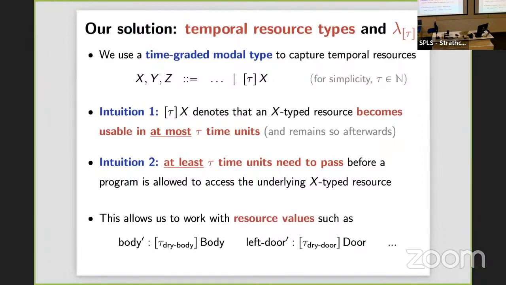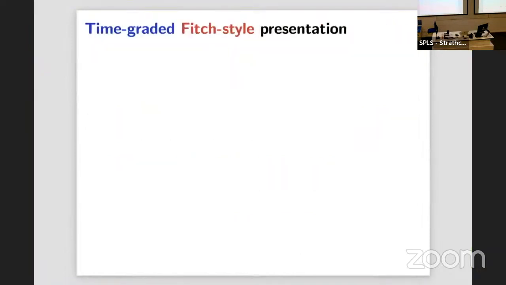And then this allows us to talk about resource values. These would be the values that we got as the result of the let binding before, and now we can attach or give them the modal types. So the idea is that after painting, you get back a car part, but it will be boxed under this modal type, which will guarantee that enough time, so this particular tau here, has to pass before you can actually use the car part.